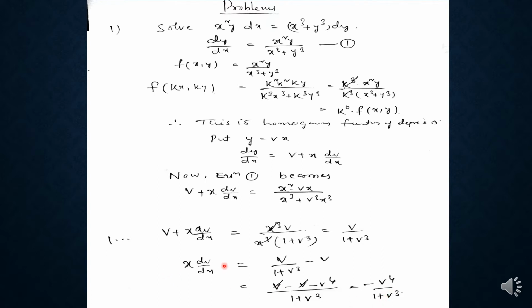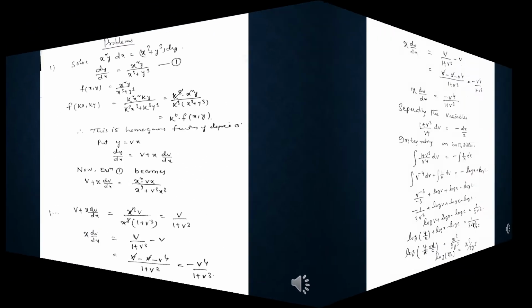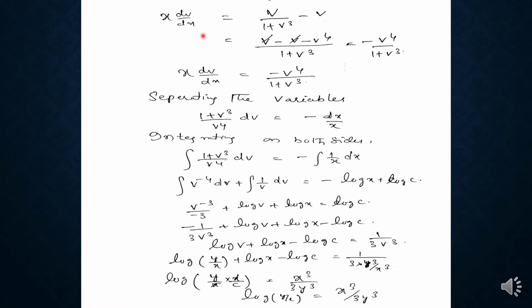Now by using the variable separable method, by separating the variables here and integrating both sides, we will get the solution for this differential equation. x dv by dx is equal to v by 1 plus v cube minus v, that is v minus v to the power of 4 by 1 plus v cube, that is equal to minus v to the power of 4 by 1 plus v cube.